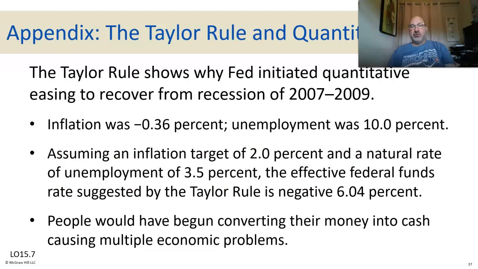So the Taylor rule shows why the Fed initiated quantitative easing to recover from the recession in 07-09. Inflation was negative 0.36%. Unemployment was 10%. So assuming an inflation target of 2% and a natural rate of unemployment of 3.5, the effective federal funds rate suggested by the Taylor rule was negative 6.04. So people would have been converting their money into cash, causing multiple economic problems.